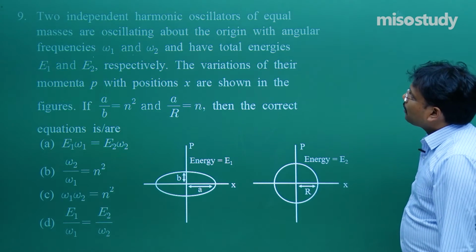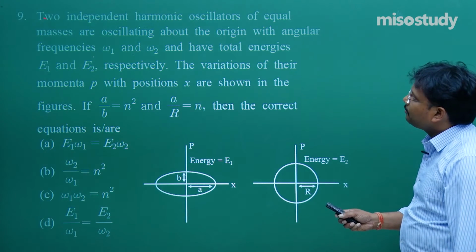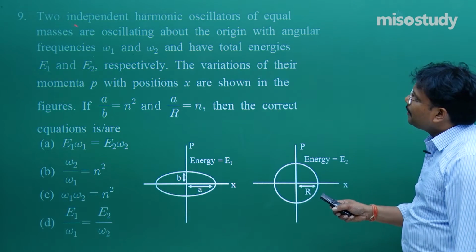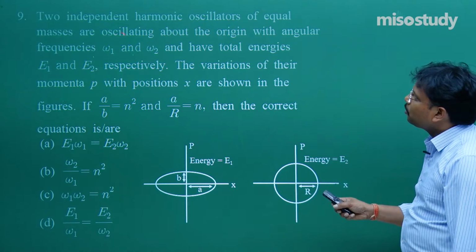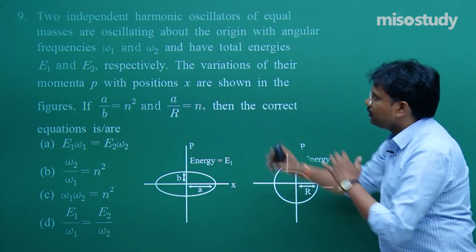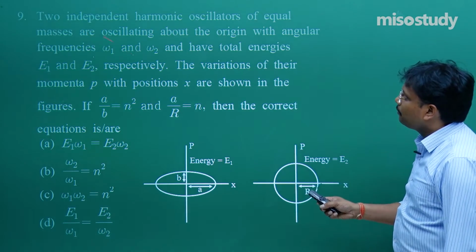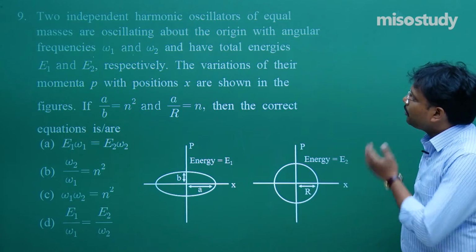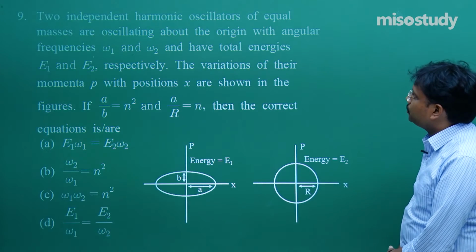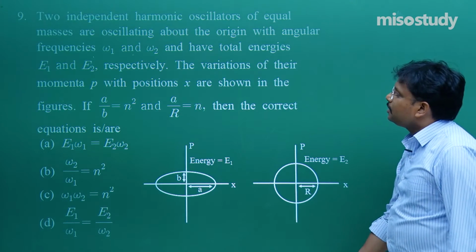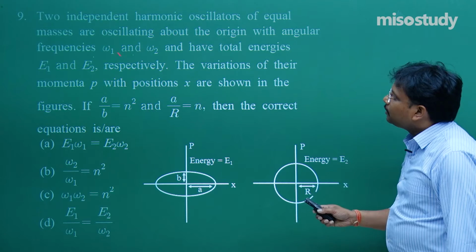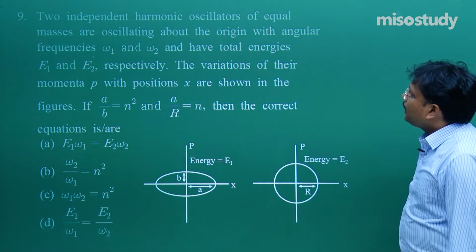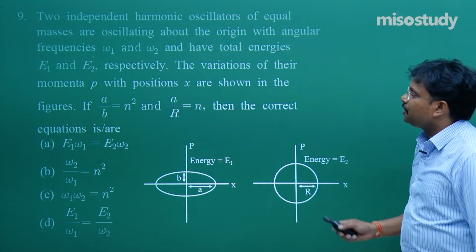Two independent harmonic oscillators. I hope this red mark is visible to all of you. So two independent, this term independent is important over here. I am using this red arrow just because I don't want to hide this place. Now two independent harmonic oscillators of equal masses are oscillating about the origin with angular frequencies omega 1 and omega 2, and have total energies E1 and E2.